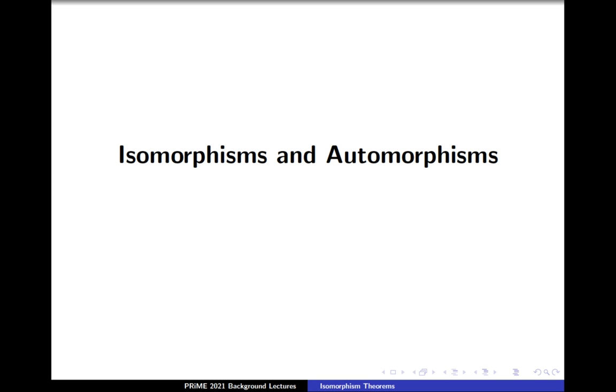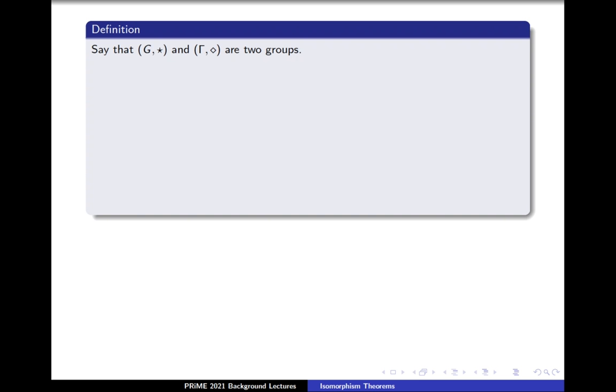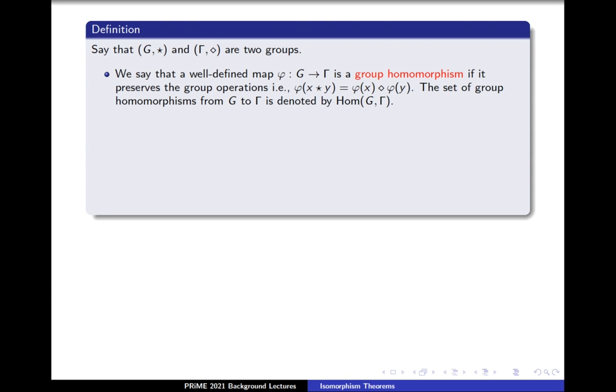Next, let's discuss some concepts revolving around isomorphisms and automorphisms. First, we'll start with some definitions. Say that G with operation star and gamma with operation diamond are two groups. We say that a well-defined map phi from G to gamma is a group homomorphism, again, if it preserves the group operations, i.e. phi of little x star little y is equal to phi of little x diamond phi of little y. The set of group homomorphisms from G to gamma is denoted by hom from G to gamma.